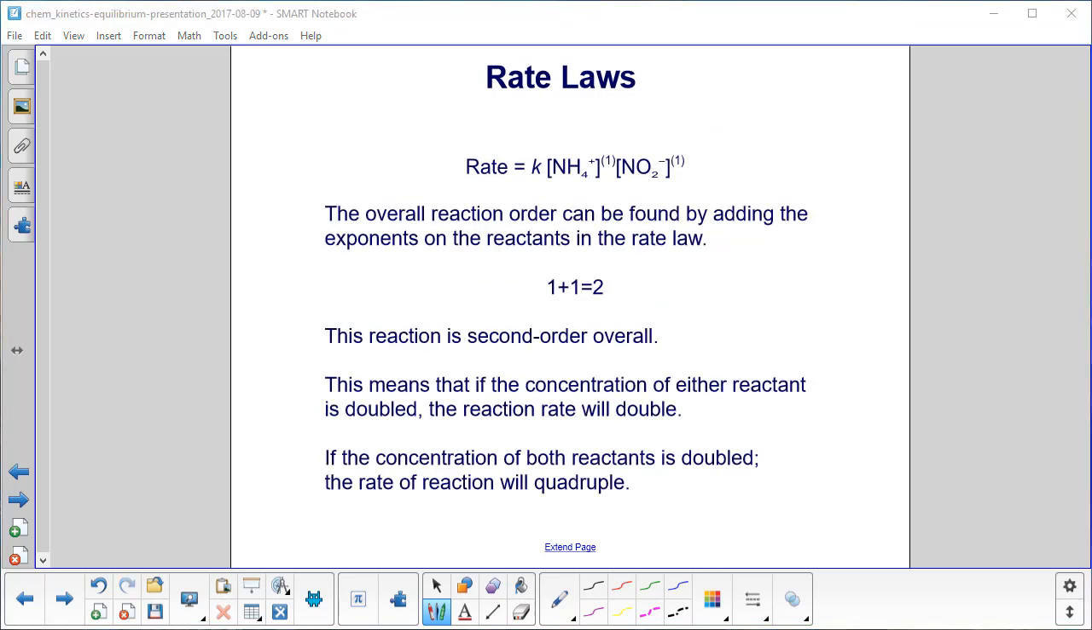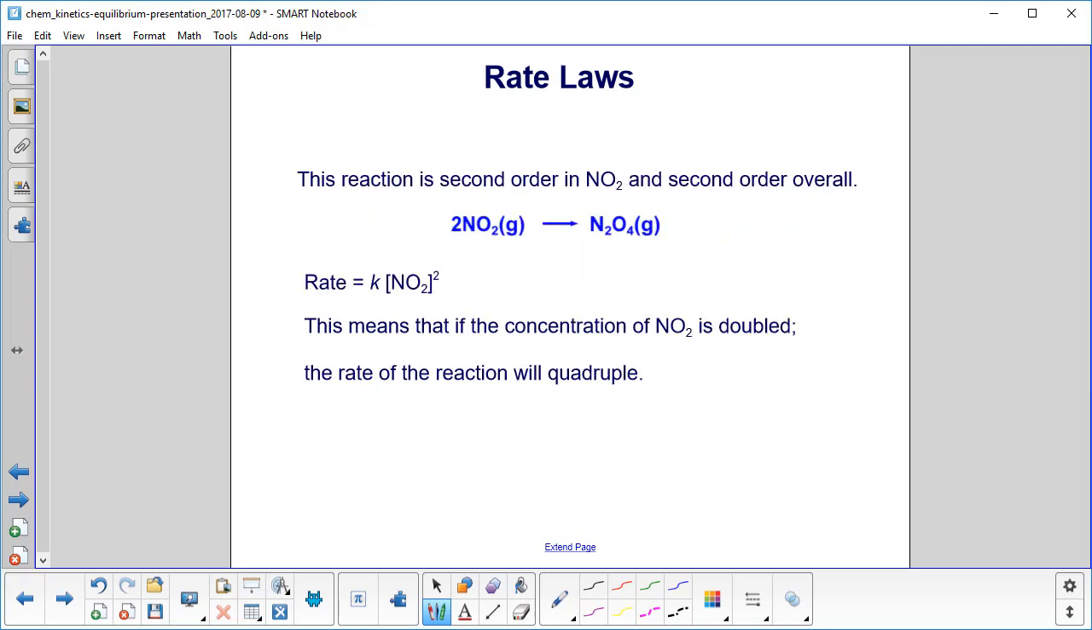The overall reaction order can be found by adding the exponents on the reactants in the rate law. You can see here we put the 1s there. You really don't have to. If there's no 1 there, you assume it. So you add 1 plus 1, yay, 2. This reaction is second order overall. That means that if the concentration of either reactant is doubled, the reaction rate will double. If the concentration of both reactants is doubled, the rate of reaction will quadruple. It'll go up by a factor of 4.